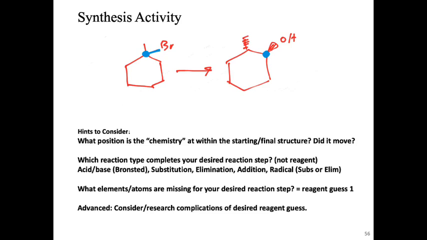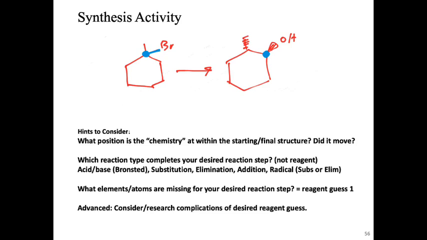So let's start with addition, the easy one. What is an addition? Adding what? Adding to a pi bond. Do I have a pi bond? No. So addition's not right. Substitution. Where does substitution occur? Where there's a leaving group. Fantastic. I have a leaving group. Now where does the chemistry go? It stays right there at that exact same carbon. Did it move? No. Does substitution or addition work?